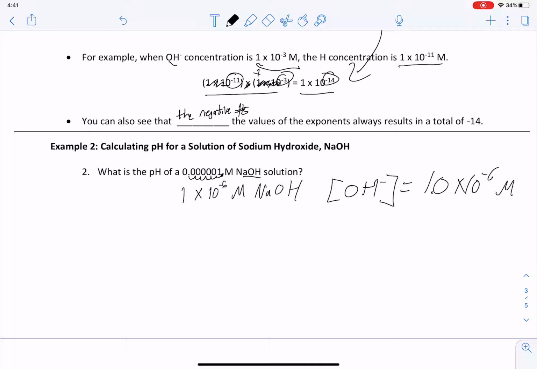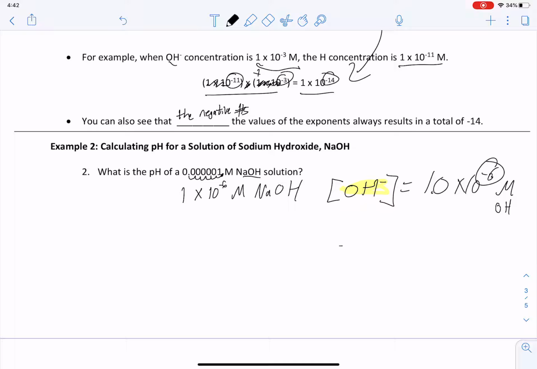Okay, so 1.0 times 10 to the negative 6 molar concentration of hydroxide. Now, this is a trap area where it's easy to make a mistake, because you might take that negative 6 and you might be like, oh, negative 6, that equals pH of 6. That's wrong because we're looking at hydroxide. It's only when we look at hydrogen concentrations that we can directly relate that exponent to the pH.